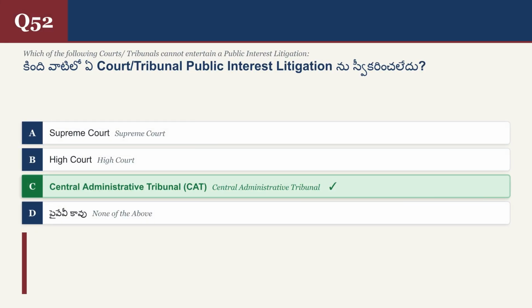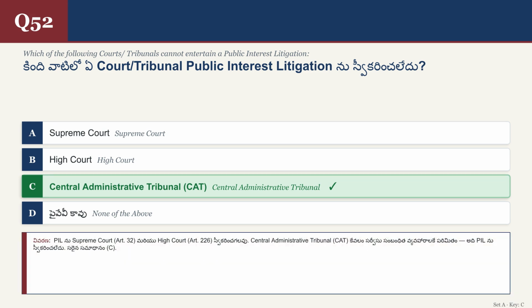Public interest litigation, PIL, can be entertained by the Supreme Court under Article 32 and the High Court under Article 226. The Central Administrative Tribunal, CAT, is limited to service matters and cannot entertain PIL. Thus, CAT is the correct option.